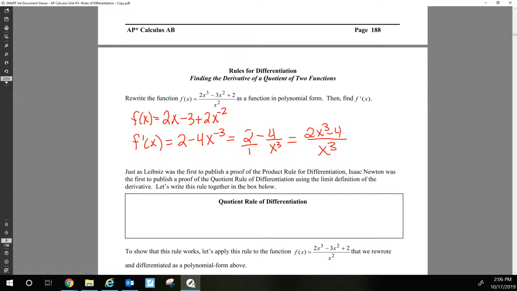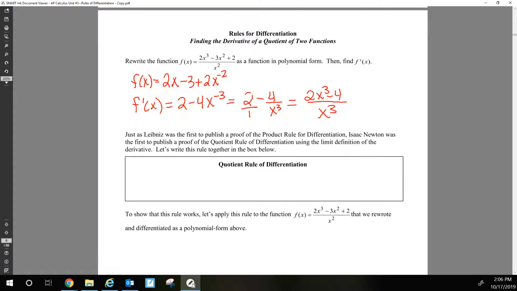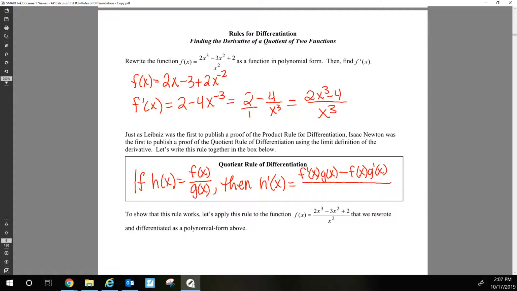And so this leads us into the quotient rule of differentiation. I'm reading product rule, but this is quotient rule of differentiation. So if h of x is one function divided by the other, or f of x divided by g of x, then the derivative of h is going to be the derivative of the top times the bottom minus, so product rule is positive and quotient rule is negative, the top times the derivative of the bottom, all over the bottom squared.